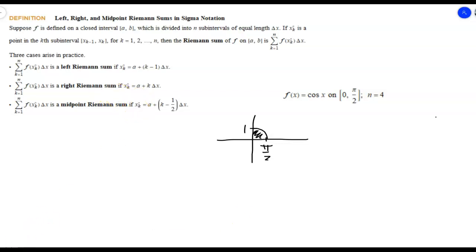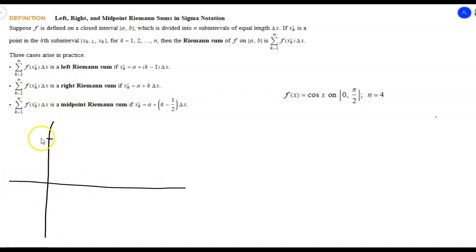Okay, so first thing I'm going to do is try to draw a little bit better of a picture so we can break this thing up into rectangles. All right, so here is 0, 1. Here is pi over 2. And here is my curve there. So they want us to break this up into 4 equal parts. So I'll do it in half, and then in half, and then in half again.